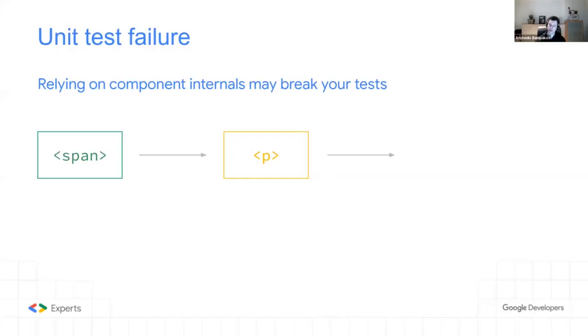So, suppose for some reason that the author of the Hello World component of the library wants to replace the span element with the paragraph element. What's going to happen if we run our tests? They will fail, but they shouldn't fail because our unit tests should not care about the actual implementation of the component of the library. They should only care about our component, right? So what can the author of the library do to make our lives easier?